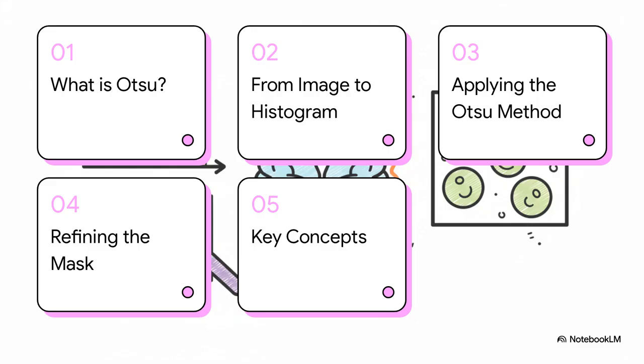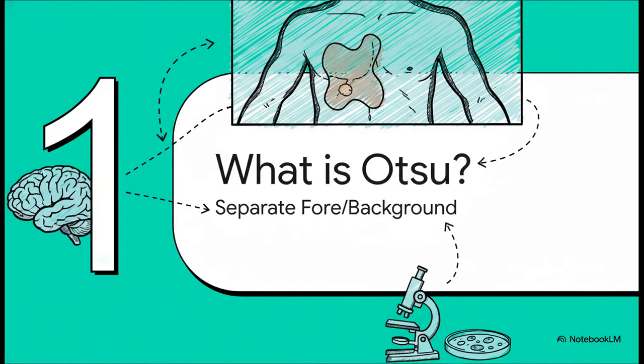Here's our game plan. First, we'll get a handle on what Otsu thresholding actually is. Then, we'll see how a computer turns a picture into data it can understand. After that, we'll actually apply the method, clean up our results, and then we'll do a quick wrap-up of the key ideas. All right, so let's start with the big picture.